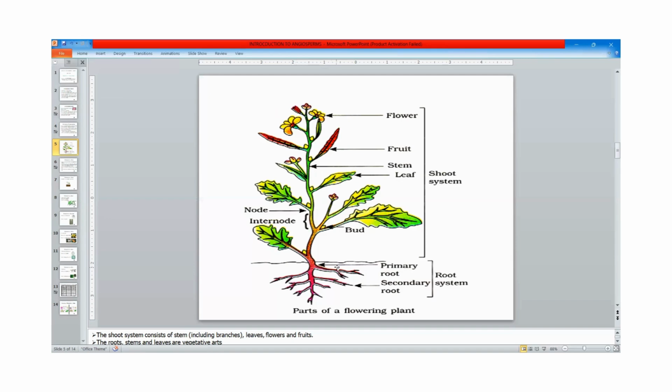The root system has two types: primary root and secondary root. The primary root is the root that develops from the radicle, while the secondary roots are the roots that emanate from the primary root.